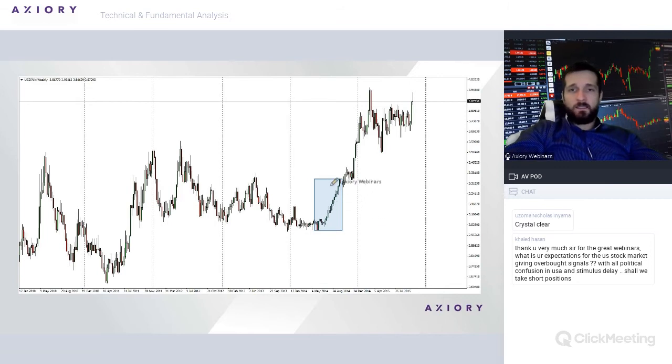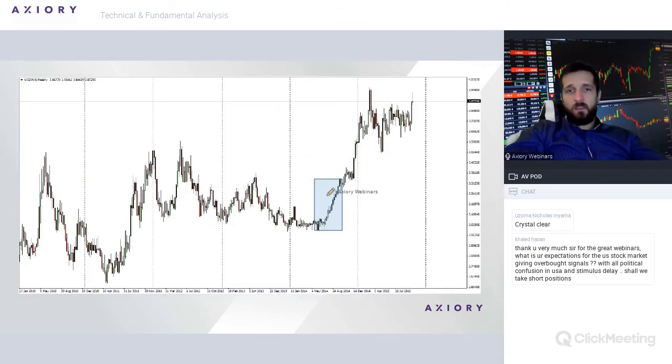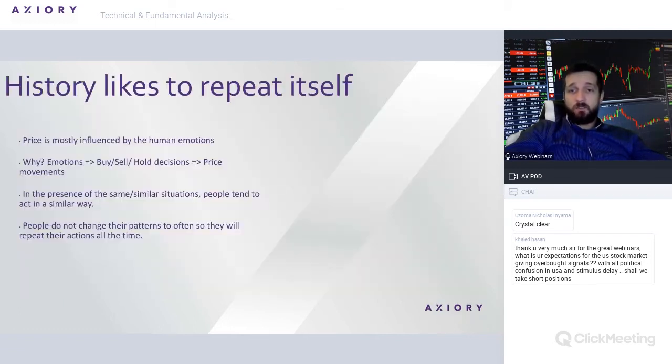Look at this. This is the same rectangle as on the previous chart. 12 weeks, okay, small correction, more correction, more. Once the trend is established, you try to join the party, join the trend.